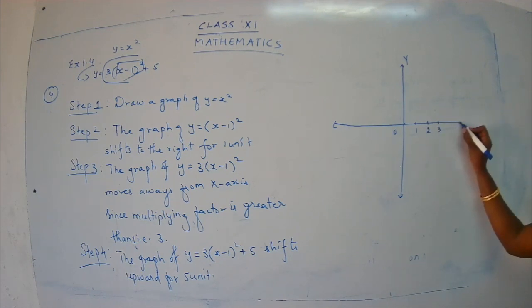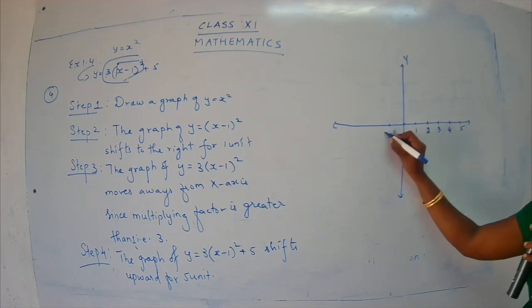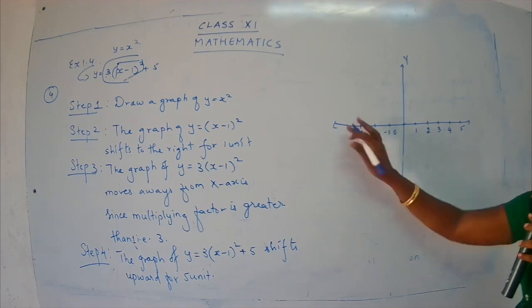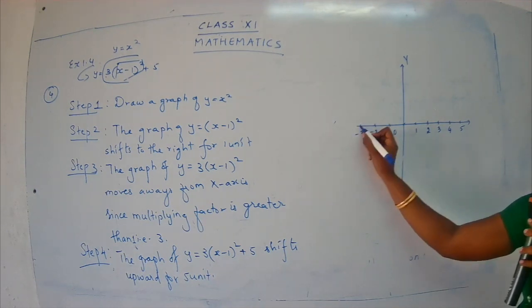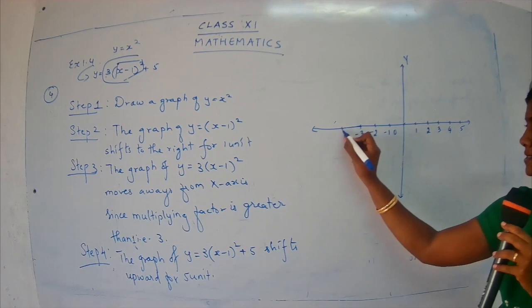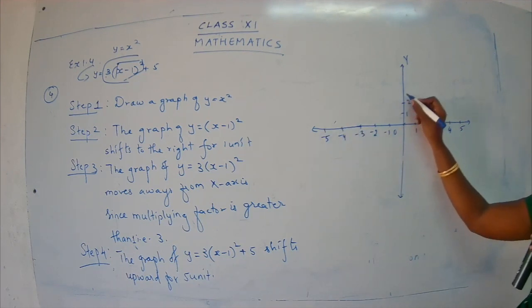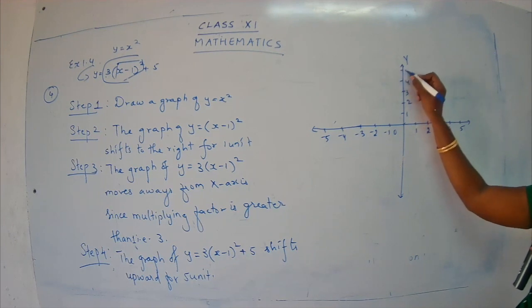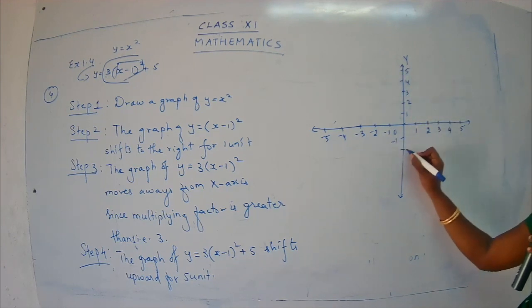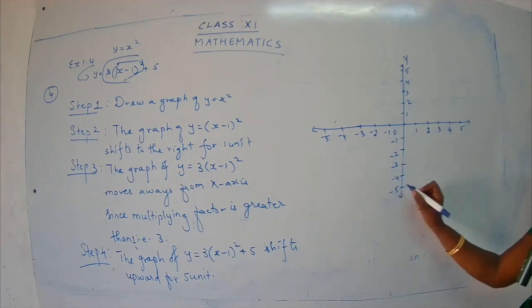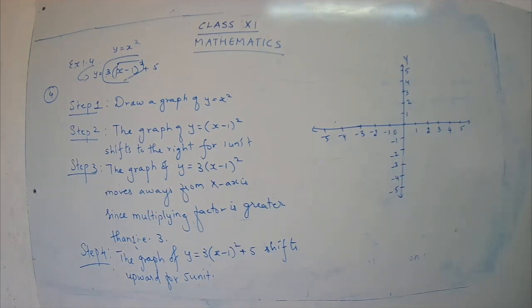3, 4, 5, -1, -2, -3, -4, -5. 1, 2, 3, 4, 5. -1, -2, -3, -4, -5. Okay. Just plot the graph.